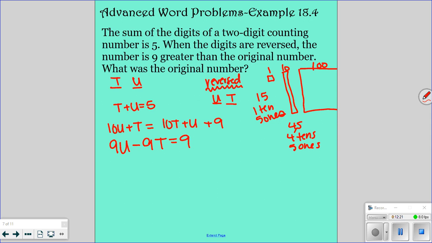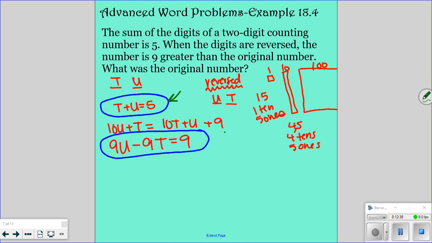So I have this equation, T plus U equals 5, and I have 9U minus 9T equals 9. So you can either do substitution or elimination. I'm going to do substitution, but I'm not going to multiply this equation by anything. I'm actually going to divide this one by 9. And so if I divide it by 9, I'm going to have U minus T equals 1.